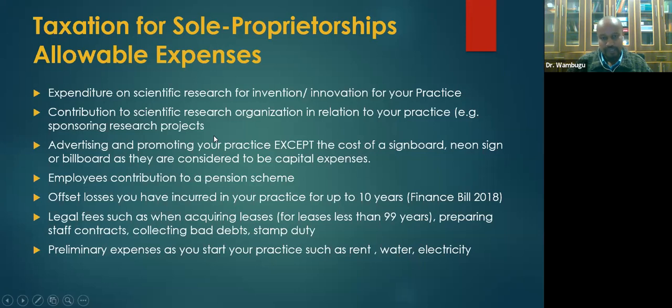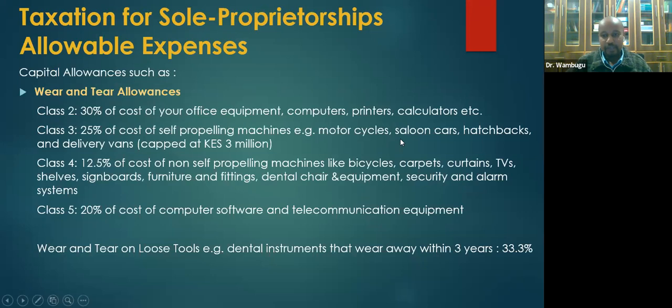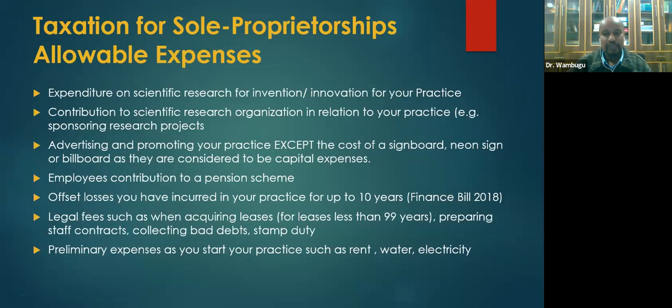Advertising and promotion of your practice. I know we are not currently allowed to promote or advertise very much, but this would include things like business cards, brochures, things like that. However, the cost of your signboard is not an allowable expense. This you can claim capital allowances on. If I go to the previous slide, you'll see that we've said that for signboards, you're supposed to claim 12.5% until you write it off from your books. So if you put a signboard outside your clinic, for example in Gong Road, the cost of that signboard or neon sign or billboard, you cannot claim from your income. That would be considered a capital expense.